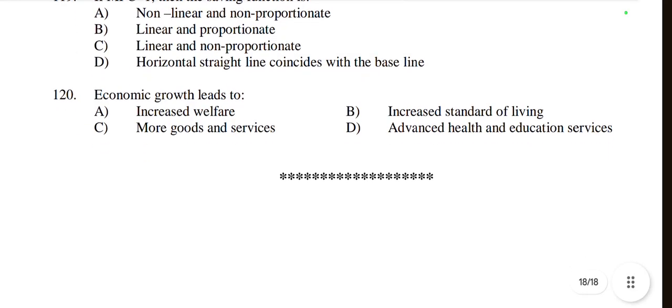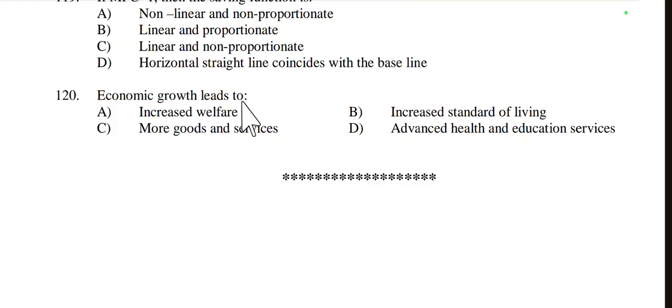Then today's last question, economic growth leads to increased welfare, increased standard of living, more goods and services, advanced health and educational services. Economic growth leads to more goods and services, which is the direct linkage, because economic growth primarily refers to an increase in the production of goods and services in an economy. While this can potentially lead to improvement in welfare, standard of living and health and education services, the immediate result of economic growth is the expansion of output. So economic growth leads to more goods and services.